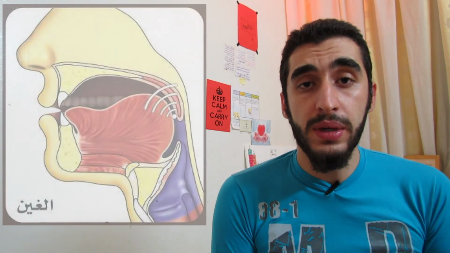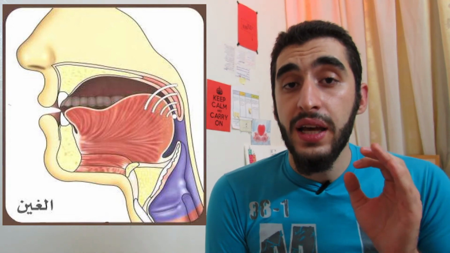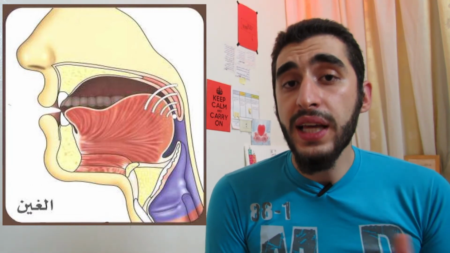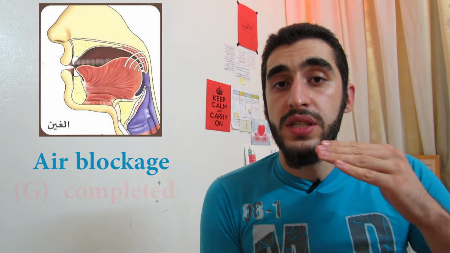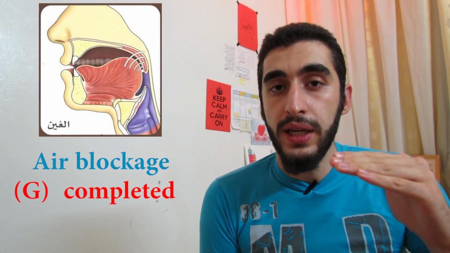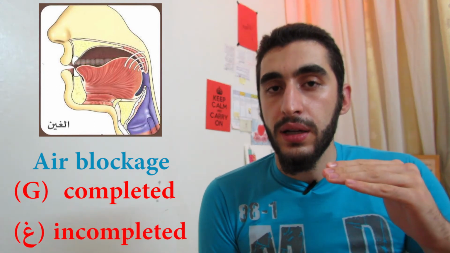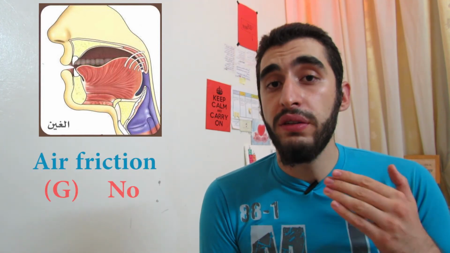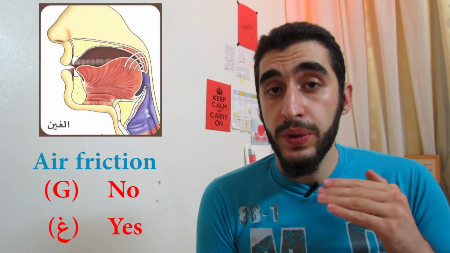And we can see from the figure beside me where the letter Ghain is produced. We can notice also that the articulation of this sound is so close to the articulation of the English G. But there are two differences. The first one is air blockage. There is complete air blockage when we produce G, while it's not complete in producing Ghain. The second difference is air friction. There is no air friction when we produce G, while there is air friction when we produce Ghain.